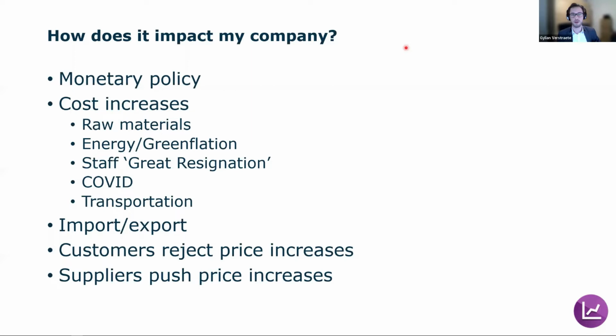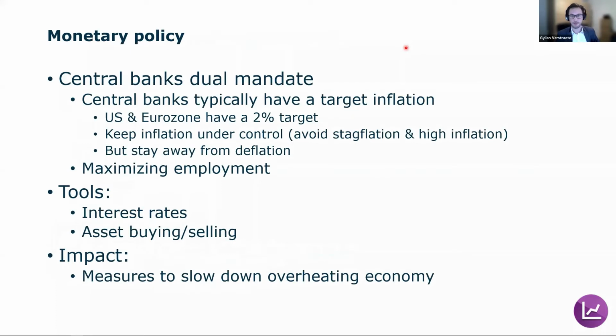So right here, we made a list of all the terms that might impact our company, which are linked to inflation. So there's the impact of monetary policy, there's the impact of cost increases of raw materials, energy, staff, and COVID and transportation related cost increases. We're also looking at import and export changes. And what's also very interesting is if we look at value chains of companies, we can also see several effects occurring there. So first things first, let's start with monetary policy.